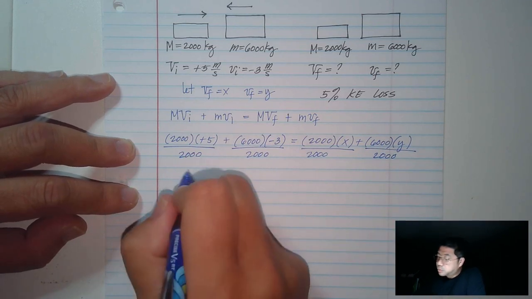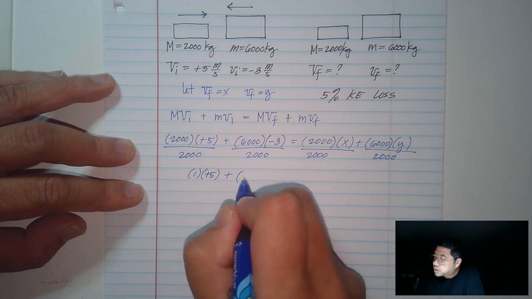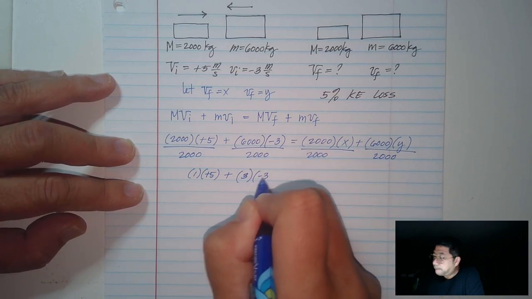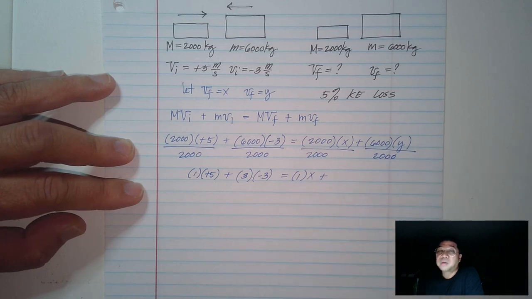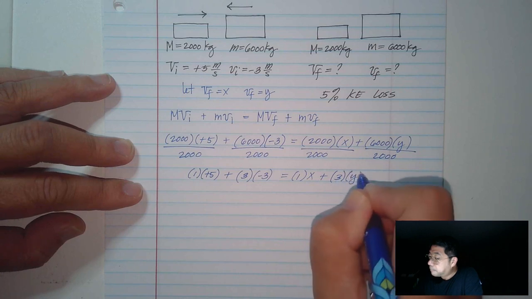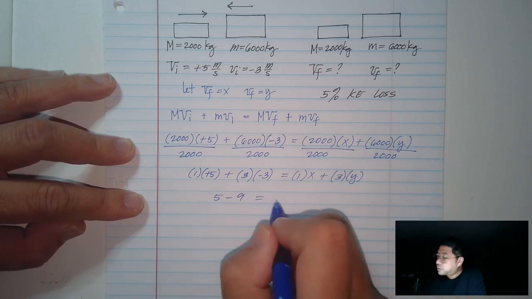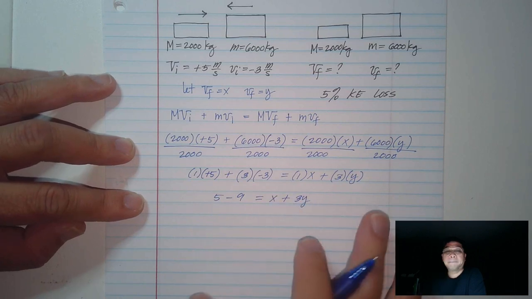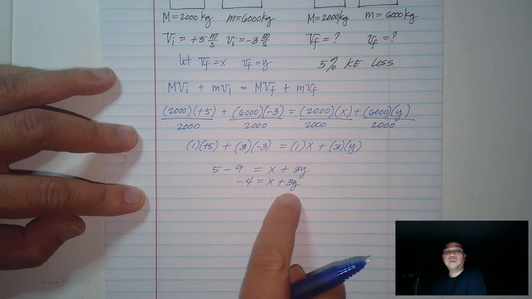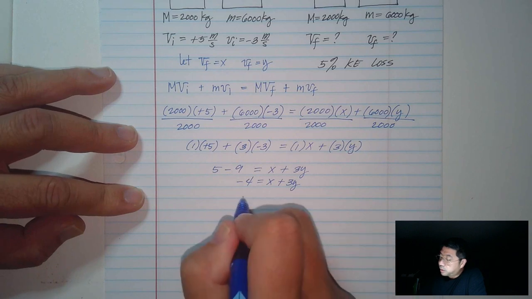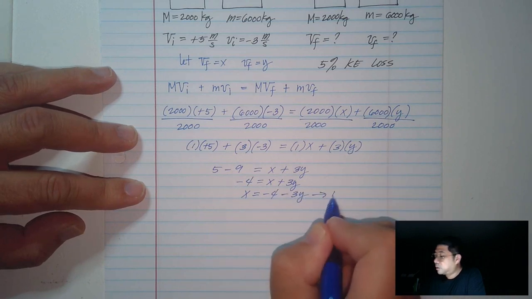So 2,000 divided by 2,000 is 1 multiplied by positive 5, plus 6,000 divided by 2,000, which is 3, times negative 3, equals 1 times x plus 3 multiplied by y. That gives us 5, and 3 times negative 3 is negative 9, equivalent to x plus 3y. So therefore, we have negative 4 equals x plus 3y. Placing 3y on the other side and reorganizing the equation to make it easier to read, that gives us x equals negative 4 minus 3y, and this will be our equation number one.